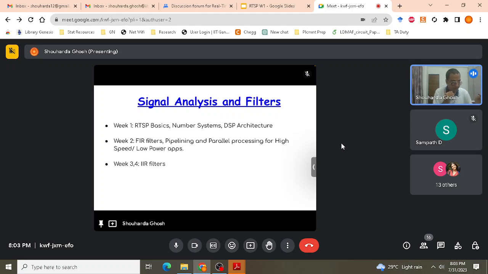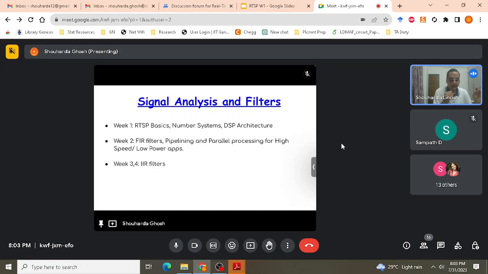And then there's pipelining and parallel processing for high speed and lower power applications. How we utilize the concepts of pipelining as well as parallel processing will be briefly discussed in the week 2 lecture. I'll also be explaining the derivation of certain things which we will be seeing in week 2. Weeks 3 and 4 will delve once again into IIR filters.